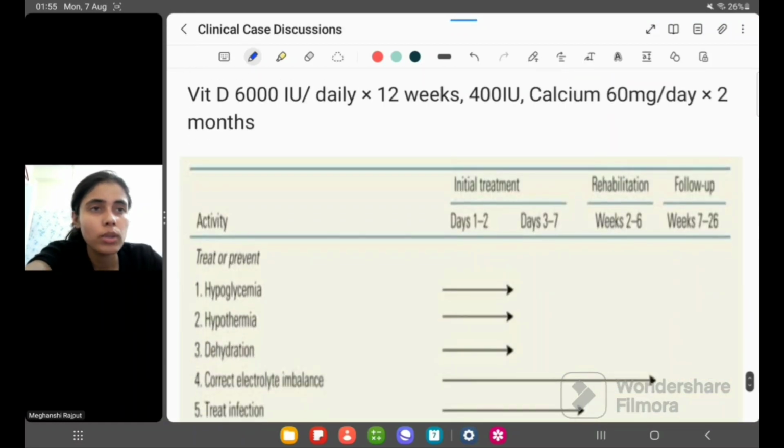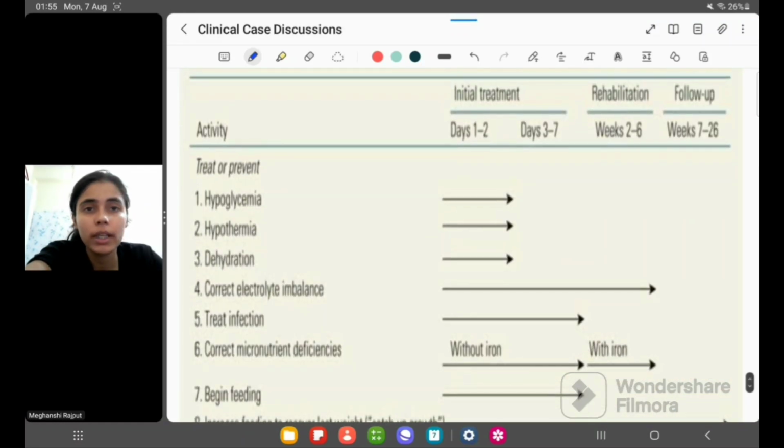So let's talk about the 10-step complicated SAM management. It covers everything there is in our child. There is an initial treatment, a stabilization phase, and then rehabilitation and follow-up. The 10-step mnemonic is HH DIE with E coming first, MIX, MICS. This H is hypoglycemia. You treat hypoglycemia with dextrose solution. For hypothermia, a warmer is given.